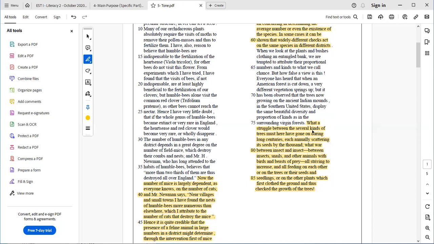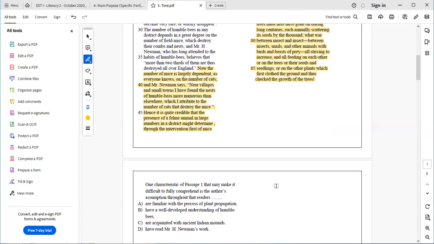The last sentence. What struggle between the several kinds of trees must here have gone on during long centuries, each annually scattering its seeds by the thousand? What war between insect and insect, between insects, snails and other animals with birds and beasts of prey, all striving to increase and all feeding on each other, or on the trees or their seeds and seedlings, or on the other plants which first clothe the ground and thus check the growth of the trees. Yeah, he talked to scientific persons.